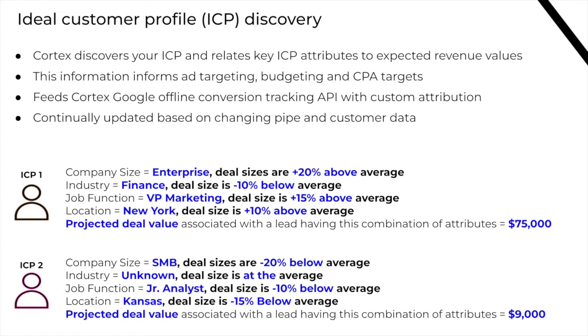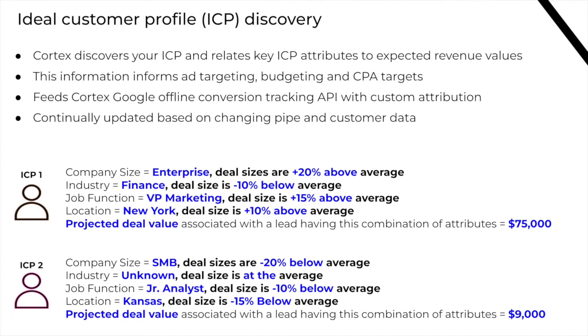So if we look at the first ICP, number 1 here, we have company size enterprise. And we know that for enterprise deals, they're 20% more valuable than our average deal. And we know that in finance, we're actually selling 10% smaller deals than average. Now, with a job function of VP of marketing, we're calling higher in the organization, so we likely are going to have a higher deal size. And when we're in New York, the deal size is also higher than average. And so the projected revenue for this combination of attributes on an individual is 75,000.